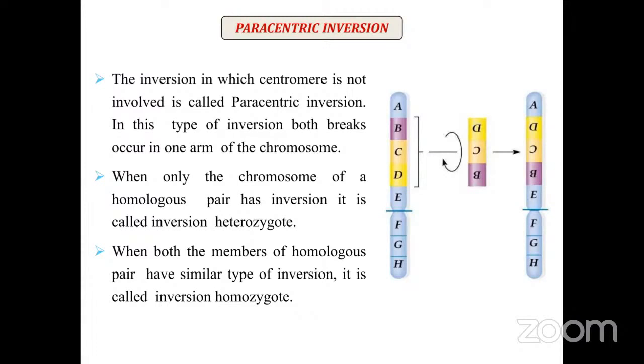Here we can see A, B, C, D, E, and you can see that the B, C, D gene sequence has been inverted there. Here you can see D, C, B, meaning the gene has been inverted. The orientation of the gene has been changed. Right now you can see the gene order on the chromosome as A, D, C, B, A. So this is the paracentric inversion, meaning the centromere is not involved.